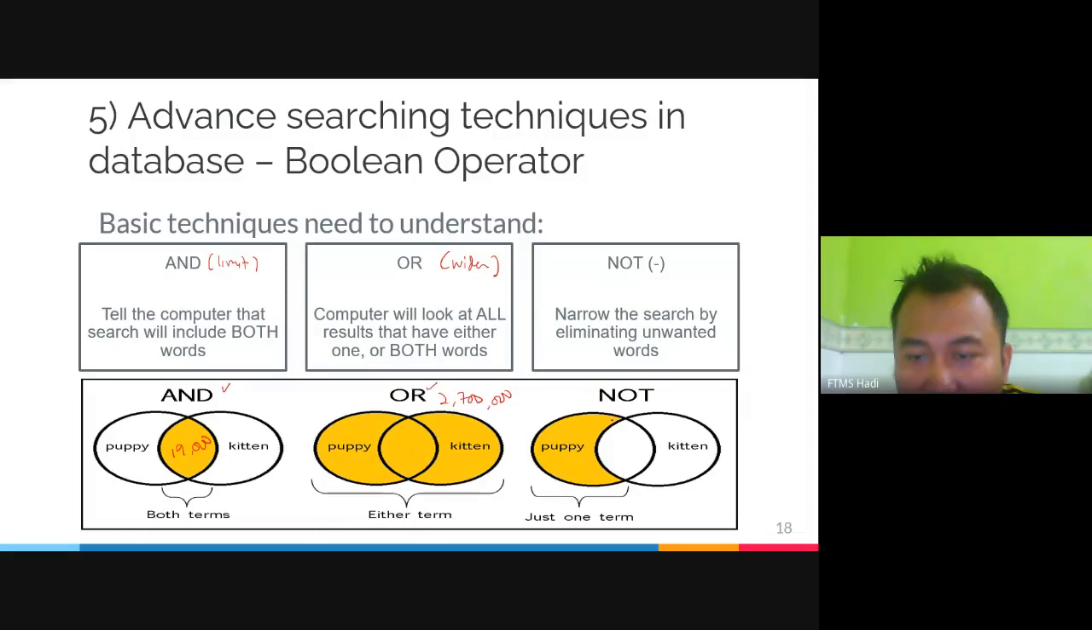NOT means to narrow the search by eliminating unwanted words. For example, puppy but not kitten. That means the search results will be only for puppy, and anything related to kitten will be eliminated. Okay, so let's have a look at this one.